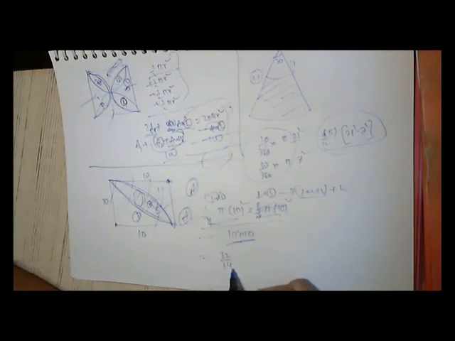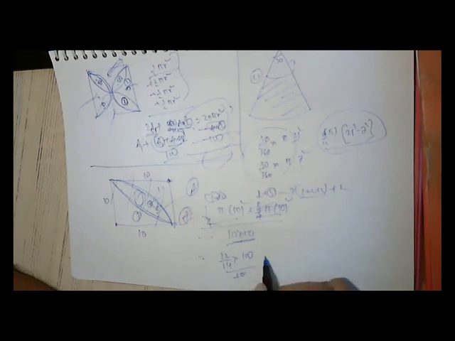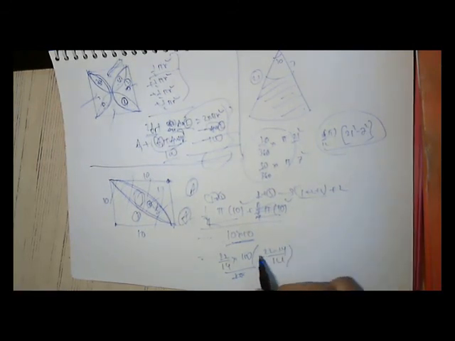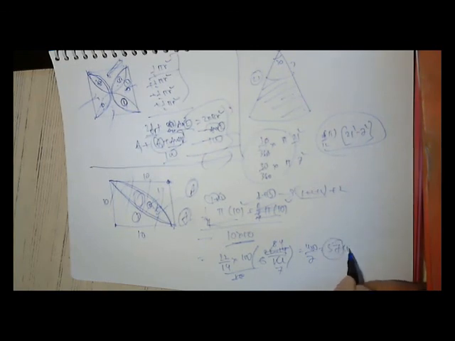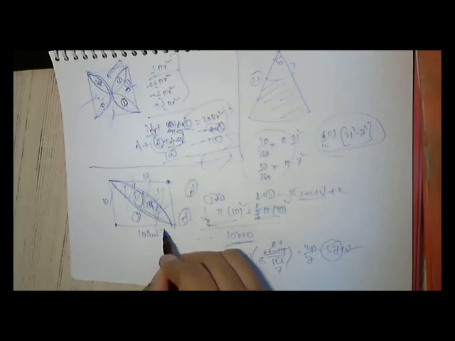So 22 by 14 into 100 minus 100. If you take 100 out, 22 minus 14 by 14. Minus 1 means this. So 22 minus 14 is 8. So 2 4s are 8, 2 7s are 14. So 400 by 7, around 57 centimeters square is this area. Total is 100 centimeters square.